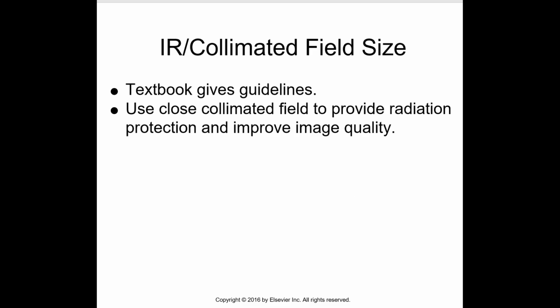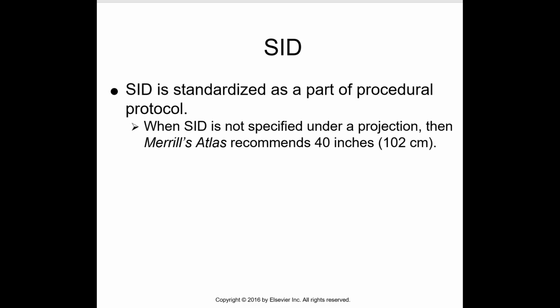For the IR collimated field size, the textbook gives the guidelines. Use close collimation on the field to provide radiation protection and to improve image quality. SID: 40 inches is a recommended SID, or 102 centimeters.